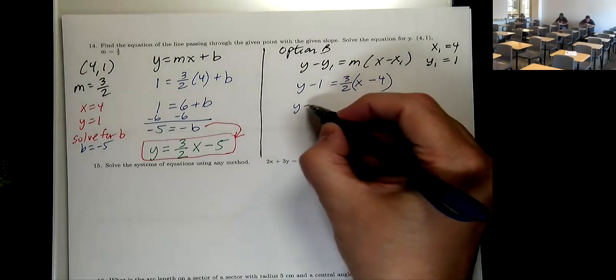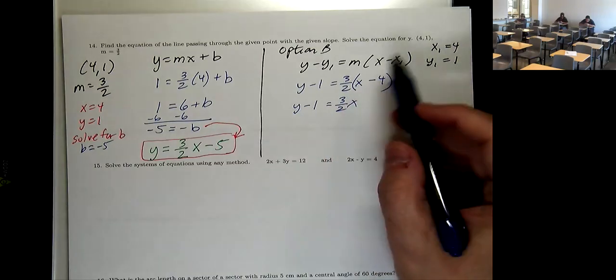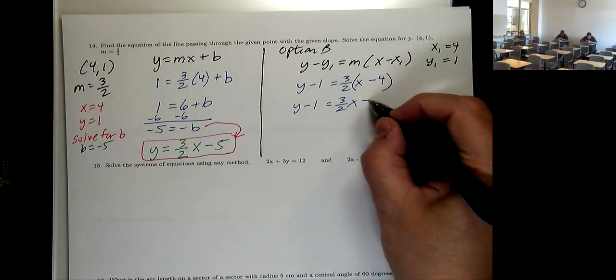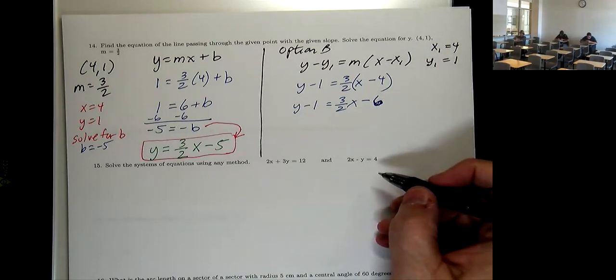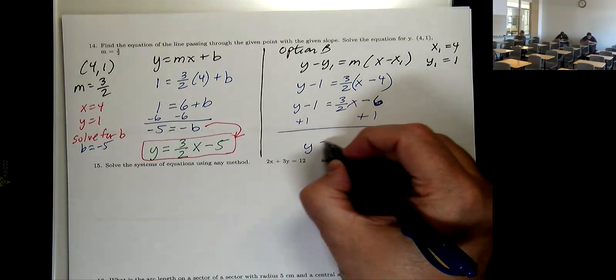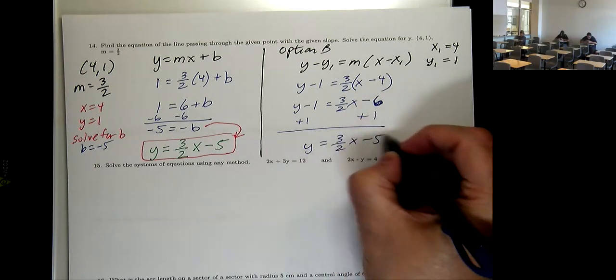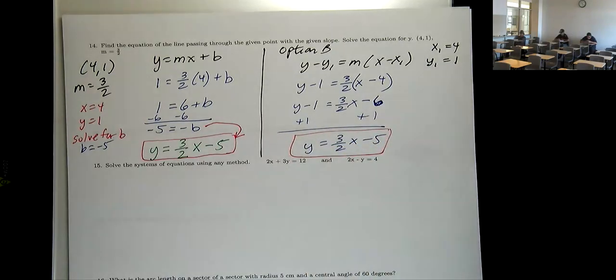If I distribute that, I have 3/2 times x is 3/2 x, and 3/2 times -4 is -6. I add 1 to both sides. And again, I get y = 3/2 x minus 5. Same equation, different way of doing it, and you don't have to remember to do anything afterwards. So whichever method you like using, feel free to explore.